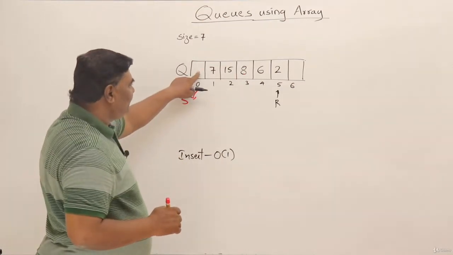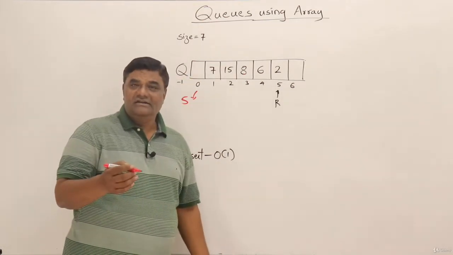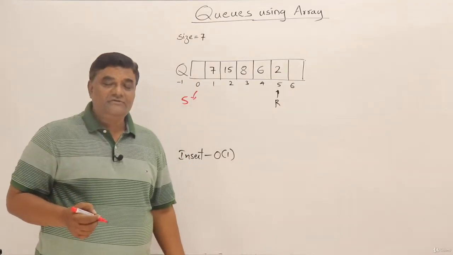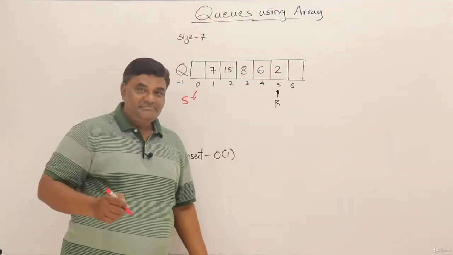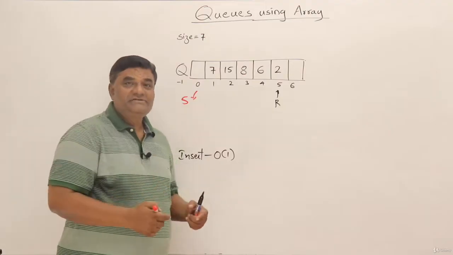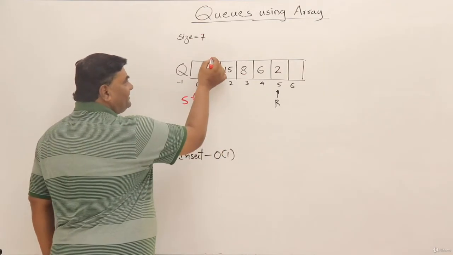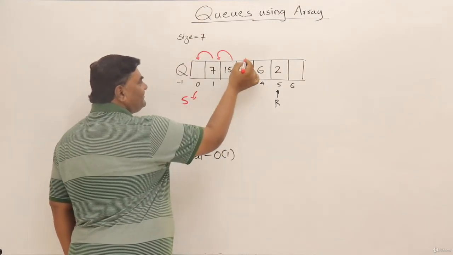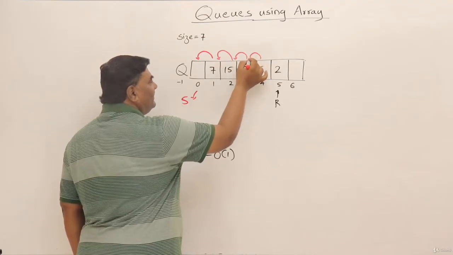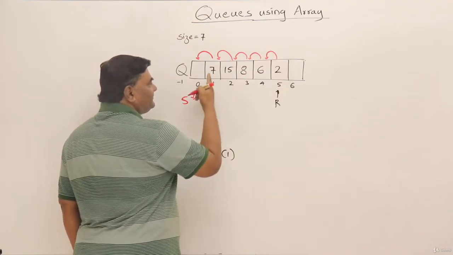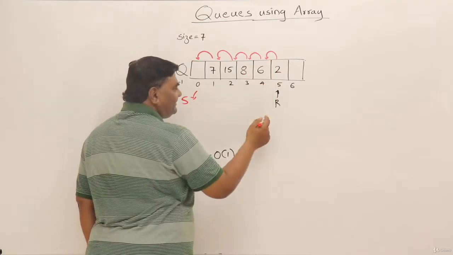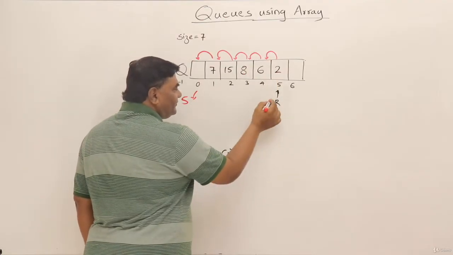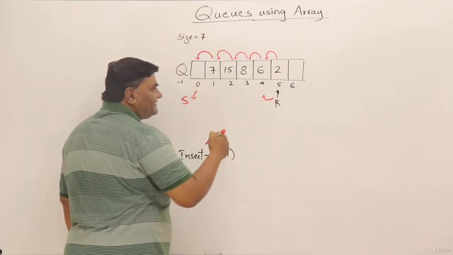After deleting the element, this location is empty. So in array, we don't leave blank spaces or we will not have any empty spaces. I have to fill that space. So for filling that space, I must move all these elements. So shift all these elements to the left hand side. So 7 comes here, 15 and all these come here and 2 will be coming here. So I should also move rear to a previous location.